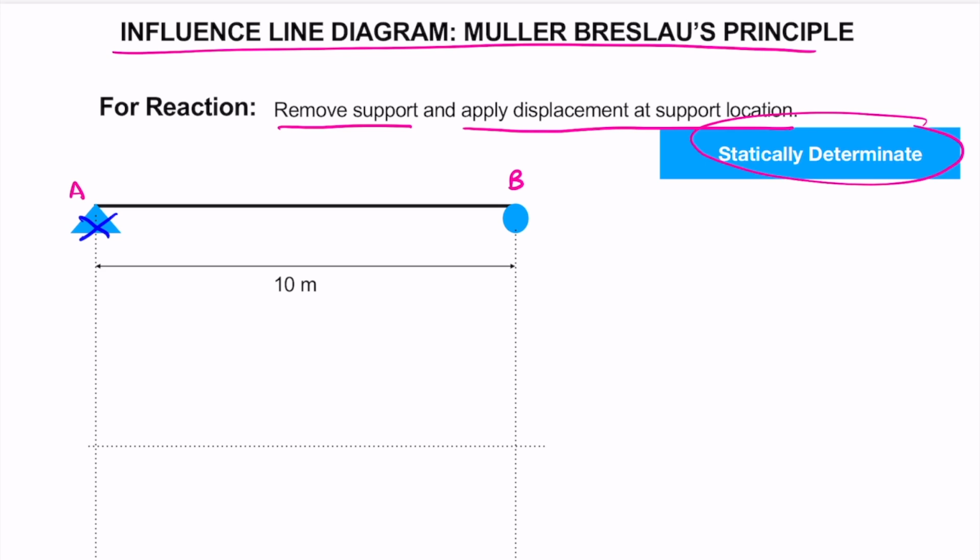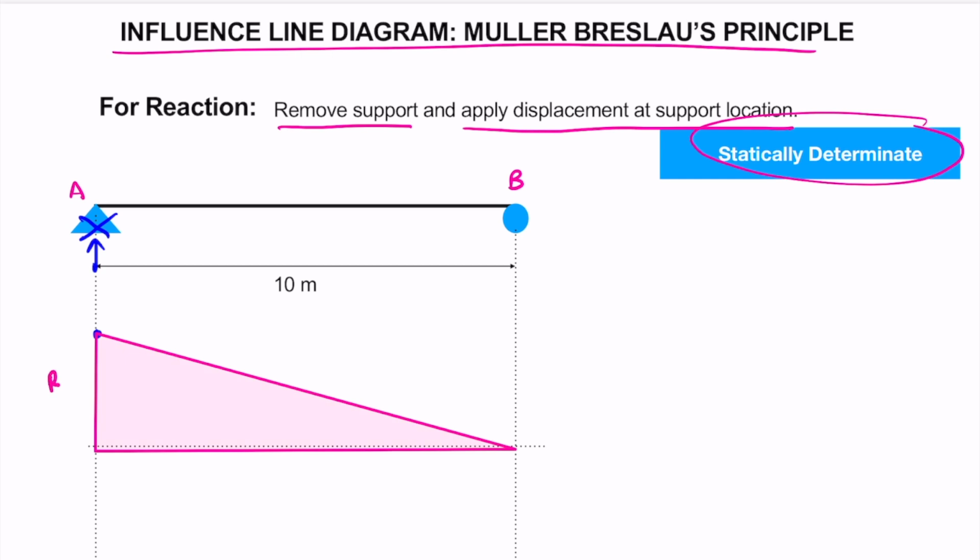If we apply the unit displacement at this support, we have moved the point A to this point, so the deflected shape will look like this. The deflected shape will be the ILD for reaction at A. So this will be the ILD for reaction at A. We can follow the same steps if you want to draw the ILD for reaction at B as well.